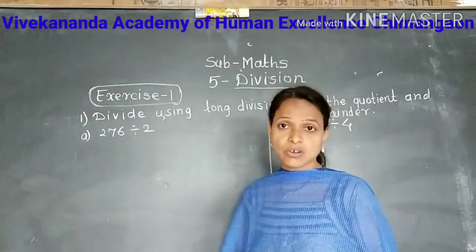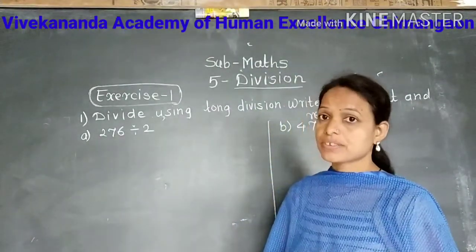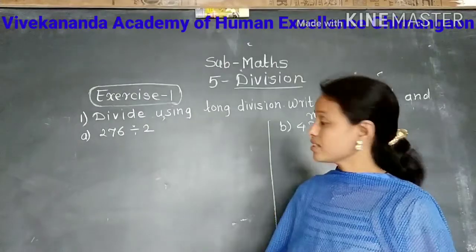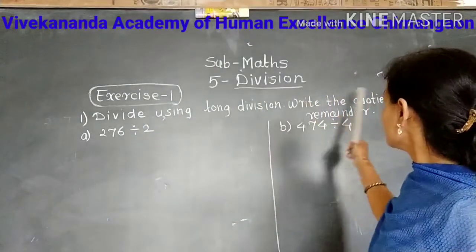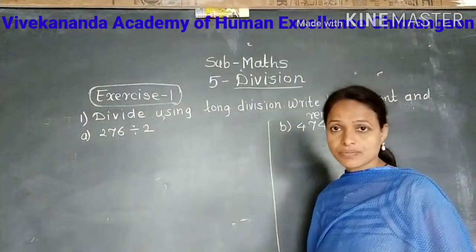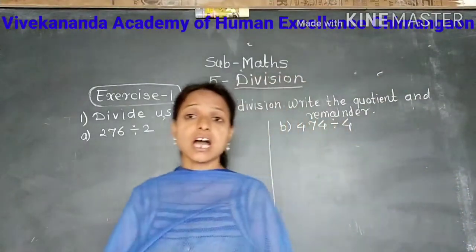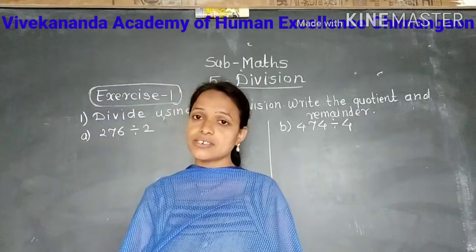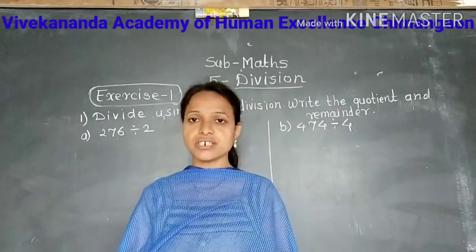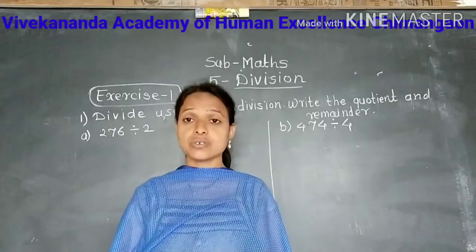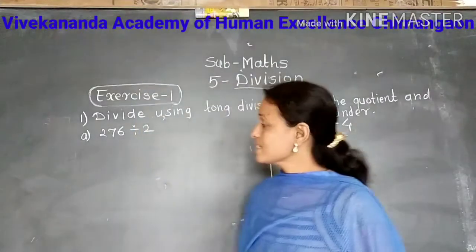Now we will solve exercise 1. So let's see the first question. Divide using long division. Write the quotient and remainder. Now you have learned how to divide a 3-digit number by a 1-digit number and how to find the quotient and remainder. So now we will solve the first example.